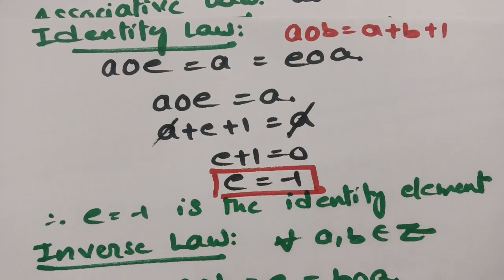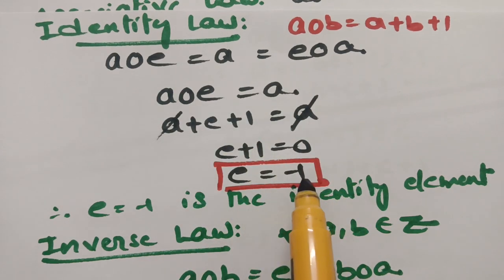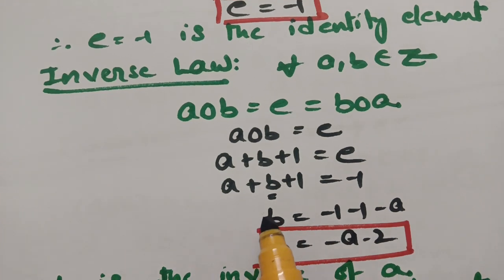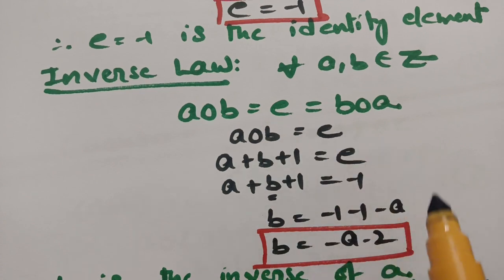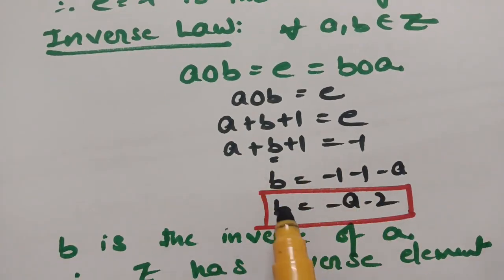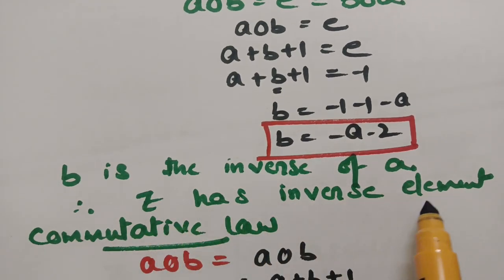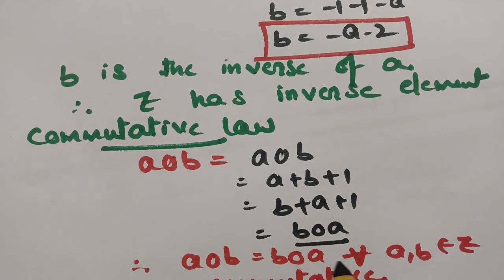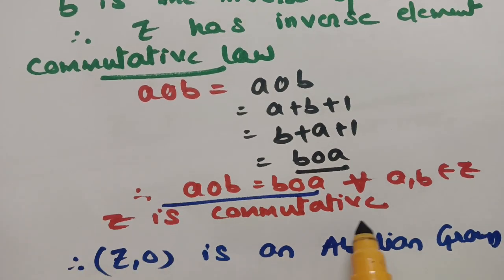And next one is the identity law. According to our definition, A circle E is equal to A, and therefore E equal to minus 1 is the identity element. And for the inverse law, B is the inverse of A. We got the identity element minus 1, and therefore after substituting, B value is equal to minus A minus 2, and B is the inverse of A, and therefore Z has an inverse element. And next one is the commutative law. If you consider A circle B, we got B circle A. If A circle B is equal to B circle A, Z is commutative.